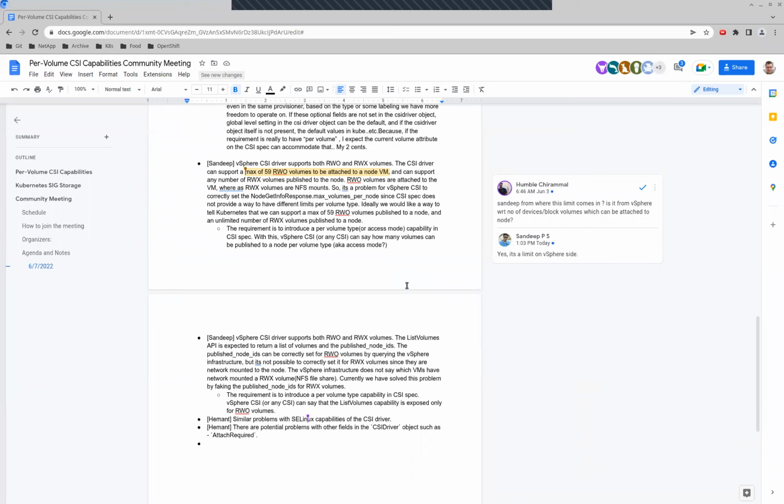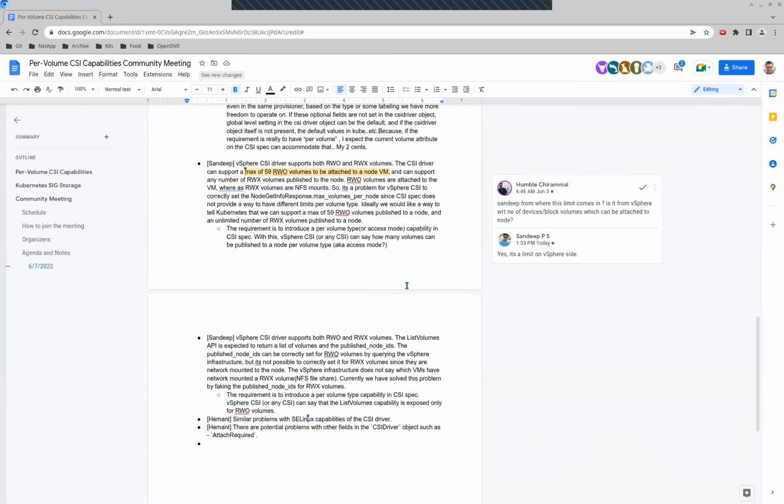Now, none of this addresses Sandeep's case of node limits, right? Because that is a CSI feature that's built into the spec, and it's considered to be a global value for the whole driver. And we would have to redesign the CSI feature to address his case, I think.